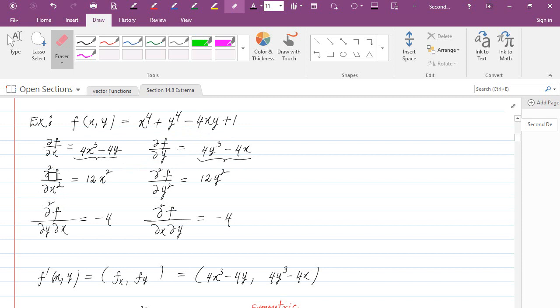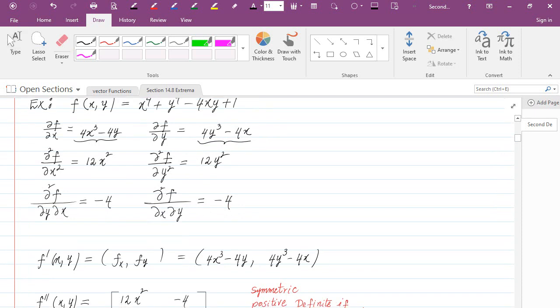The second partial derivative of f with respect to x twice is going to be 12x squared. The second partial derivative of f with respect to y twice would be 12y squared. For the second partial derivative of f with respect to x first and then with respect to y, I take the derivative of this with respect to y, and I get negative 4. Similarly, the second partial derivative of f with respect to y first and then x will be the derivative of this with respect to x, which would be negative 4.